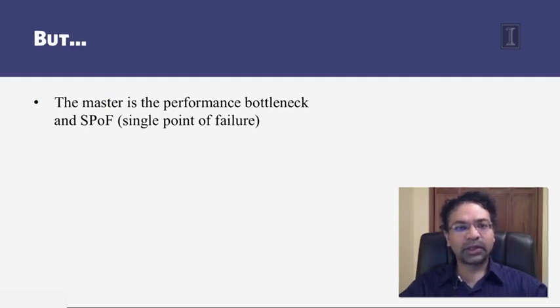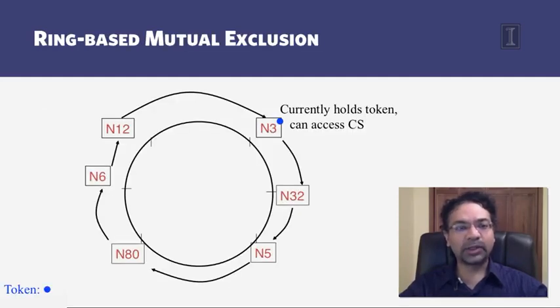So the master, of course, here is the performance bottleneck because it could get overloaded with a lot of requests, and also if the master fails, then you have a single point of failure, which means that until a new master is elected, you cannot serve any more mutual exclusion requests. So our next algorithm tries to address this by eliminating the master altogether and instead using a ring.